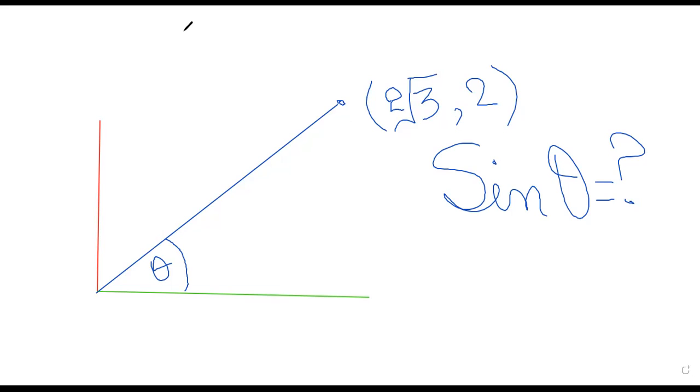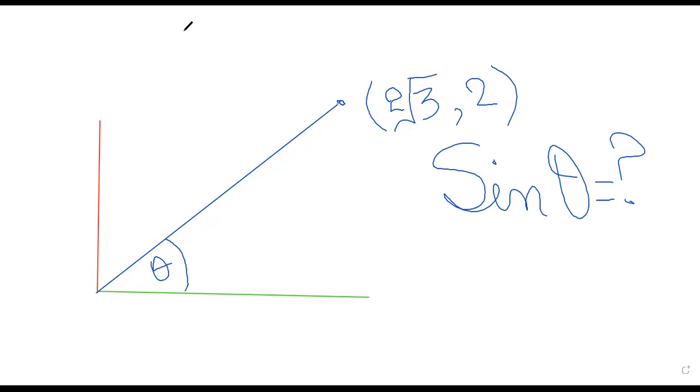So this is the problem. Now we will have to find the sine of theta. Those coordinates over here are on the line, right? Yes. I'm asking if the coordinate is on the line. I said that the coordinate 2√3 and 2 is on this line, right? On the blue one?